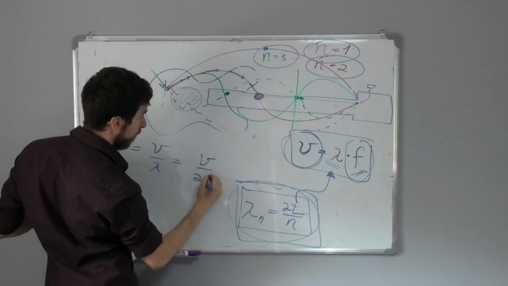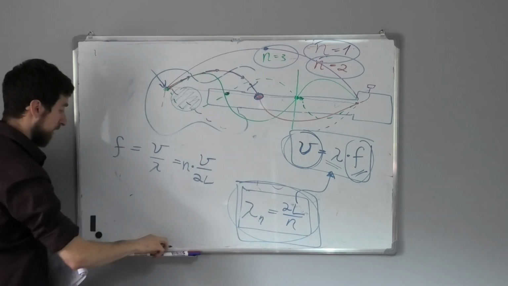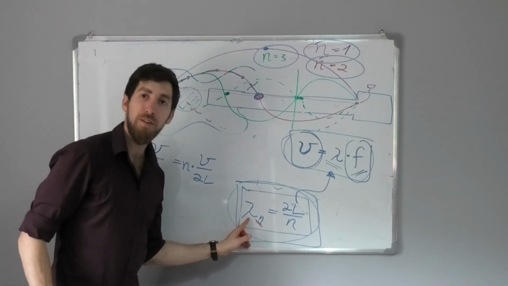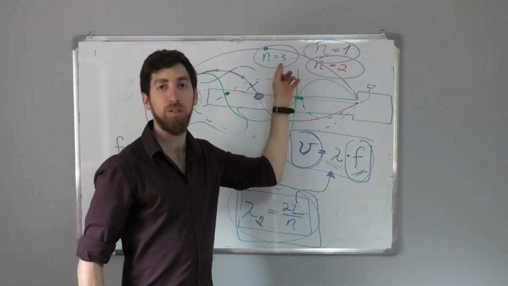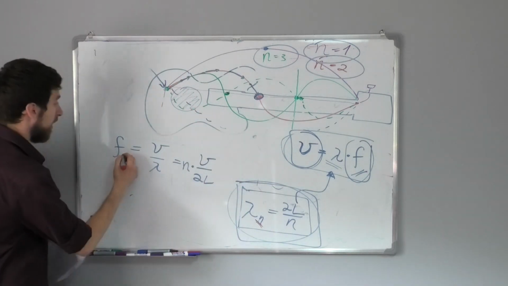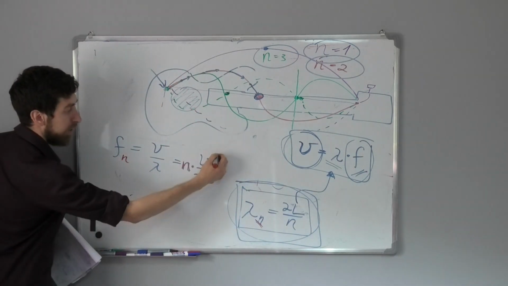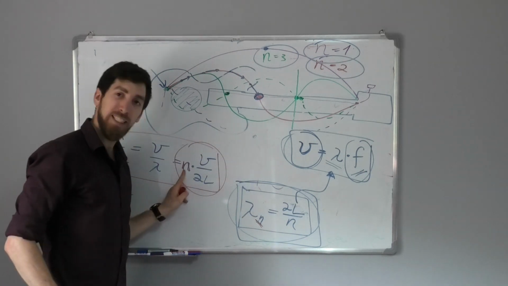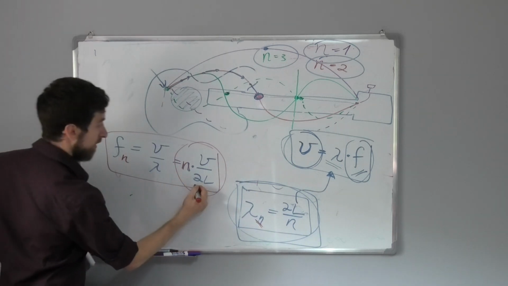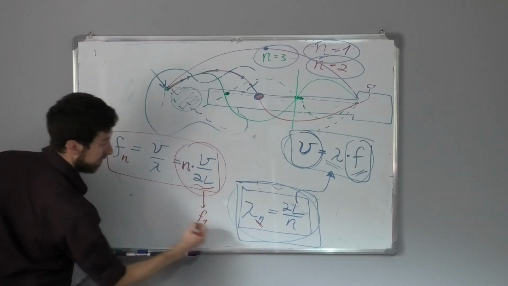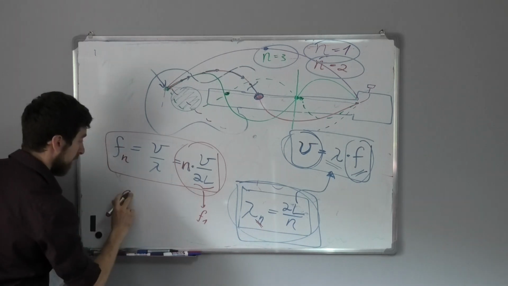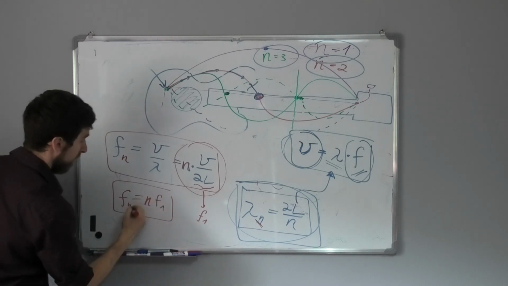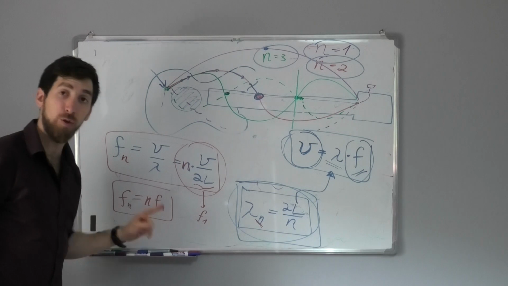So I use the equation for a standing wave, put it here, and what I get is V over 2L multiplied by N. And look, something really interesting happened. As we have a specific wavelength for each antinode that we want to look at, we actually also have F as a function of N. You see it? And what's also cool, if N is equal to 1, this is F1, right? So F is a multiple of F1. This is Fn.